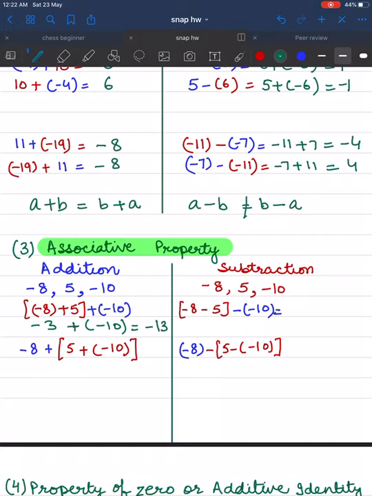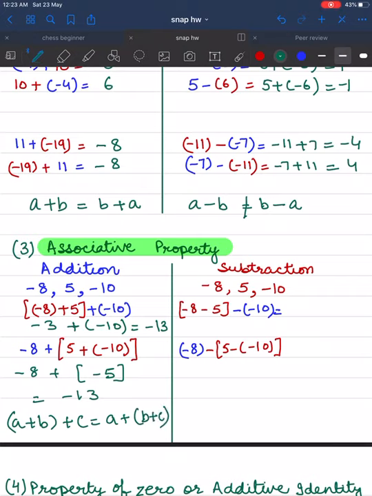Now in the second case I have grouped 5 and minus 10. So here I get minus 8 plus minus 5. And again I get minus 13. So the sum of three integers remains the same even if we change their grouping. So in general, if a, b and c are any three integers, then (a plus b) plus c is equal to a plus (b plus c).